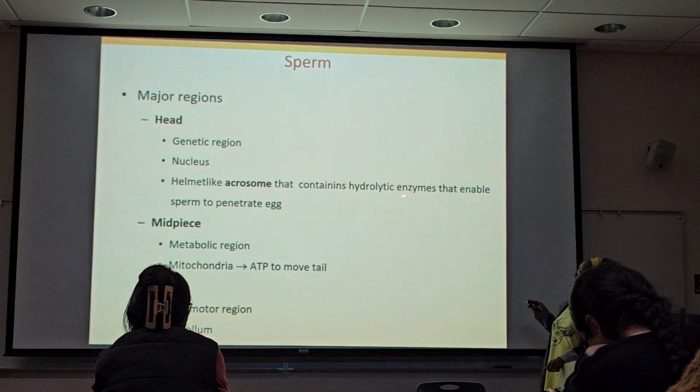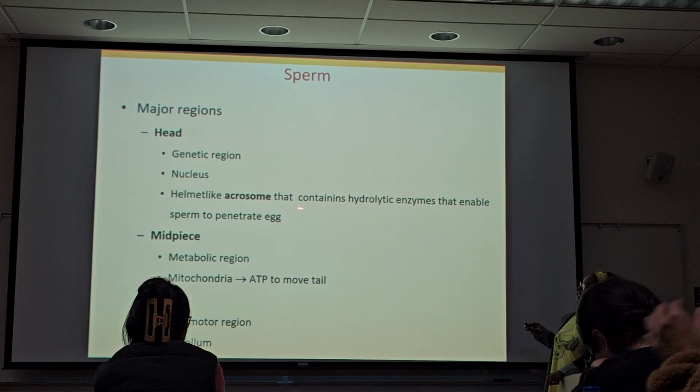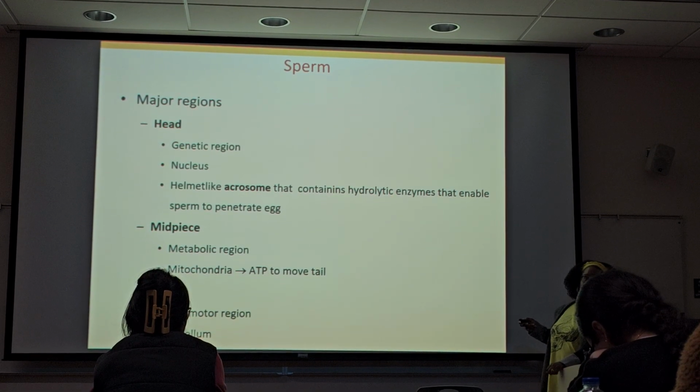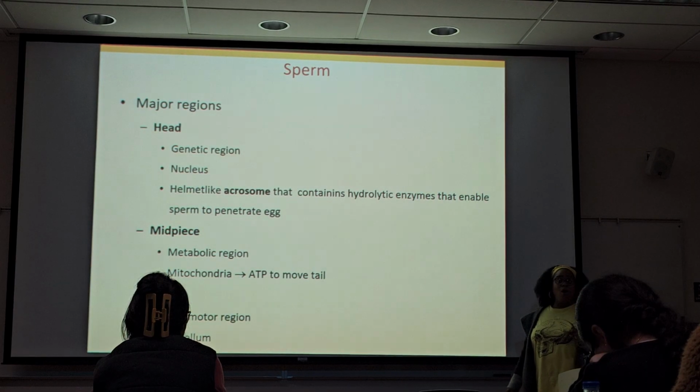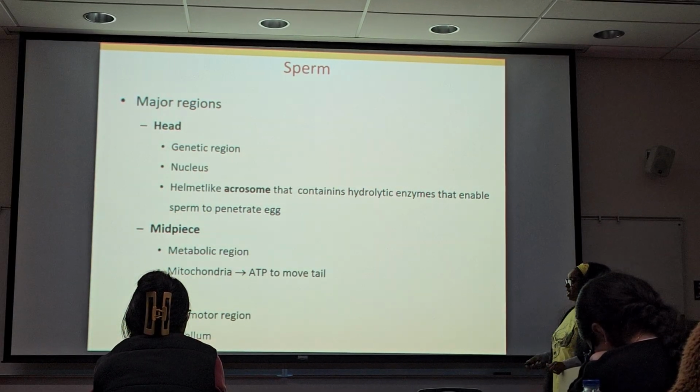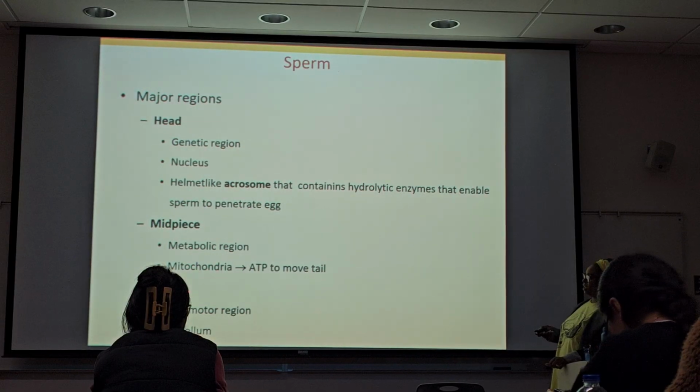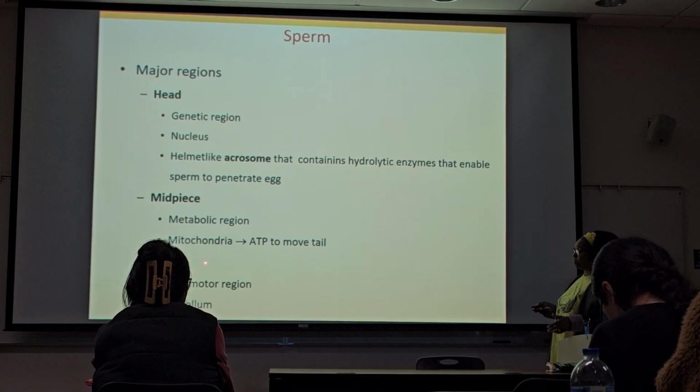It uses these hydrolytic or digestive enzymes in this helmet-like structure, the acrosome, to break through the wall of the egg in order to fertilize. And then the tail is what provides motility.